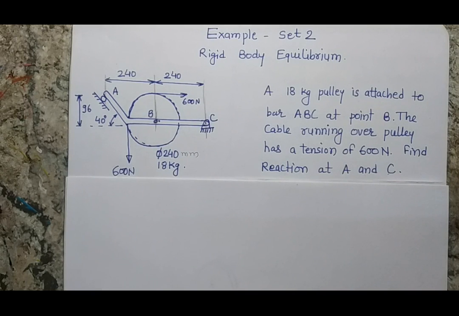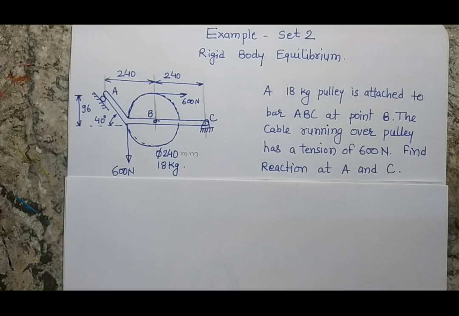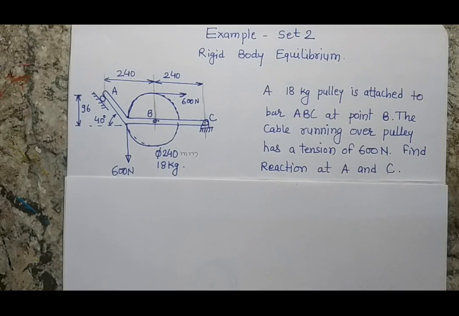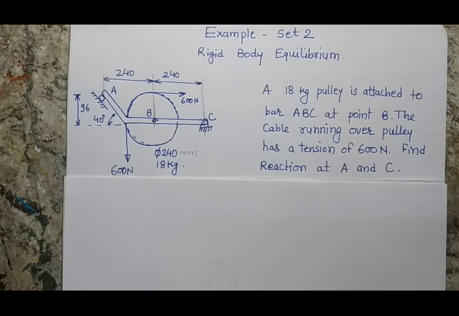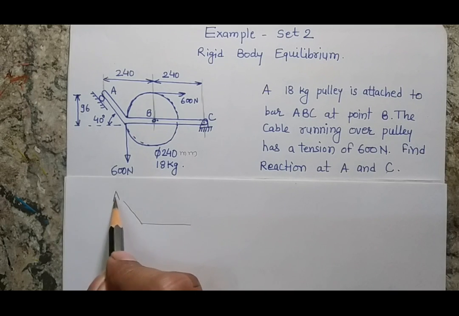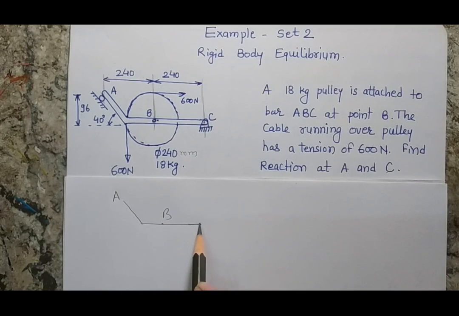Now our first job, whenever we have a problem of rigid body static equilibrium, is to make the free body diagram of our system, and see how many free body diagrams we can make in this system. So we know there are two major components in our system. One is a bar, the bar A, B and C.